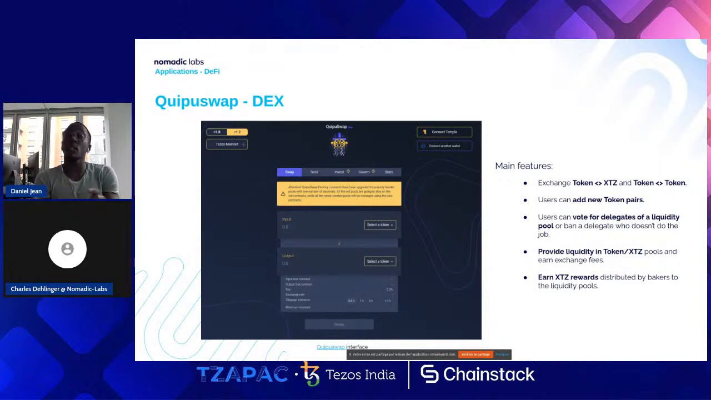I mean, each liquidity pool is a smart contract. And given it is a smart contract, it can contain XTZ, and this XTZ can be delegated to a baker. So the baker rewards the pool for delegating the XTZ which are contained in the smart contracts.